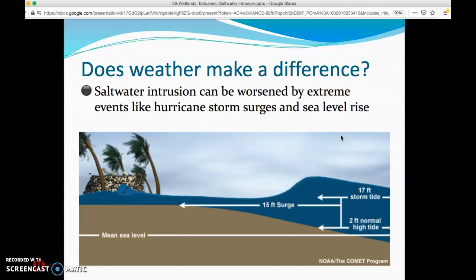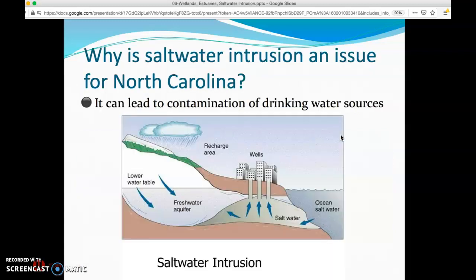Also, weather makes a difference. So as we get more natural disasters like hurricane storm surges and sea level rise, we're actually increasing the saltwater intrusion that we have. So our extreme events are going to make a difference. If you can imagine, if a storm surge comes, which remember is the amount of water from the ocean that is pushed into the land due to a hurricane or flood, it is intruding into our land. It's going to kind of go with our water molecules down into the aquifer, and it's going to pollute it that way as well. Why is saltwater intrusion an issue in North Carolina?